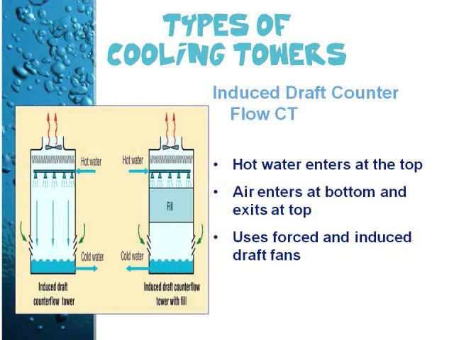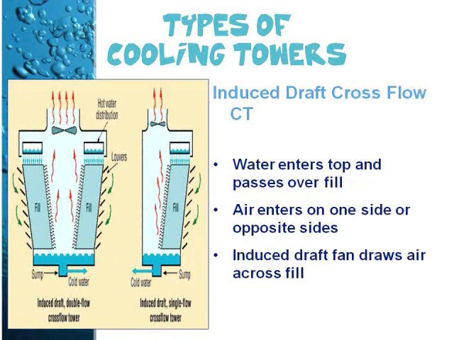In the induced draft counterflow cooling tower, the hot water enters at the top and uses forced and induced draft fans. The induced draft cross-flow cooling tower operates in a way that water enters at the top and passes over the fill, and the air enters on the side or opposite side, and the induced draft fan draws air across the fill towards the exit at the top of the tower.